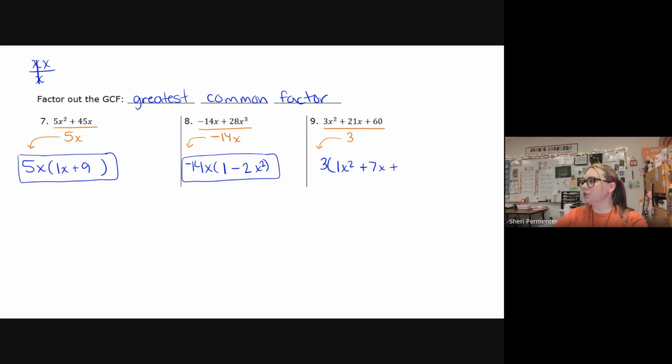Any questions about GCF, factoring out the GCF? Okay, we're going to be doing this all day, so we've got to be really good at factoring out the GCF.